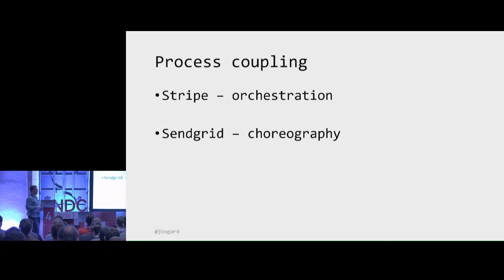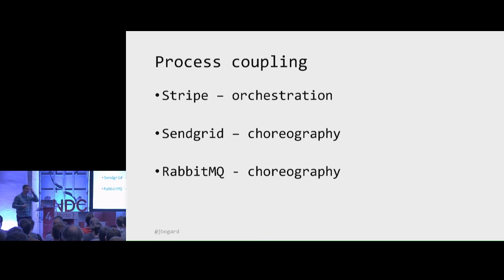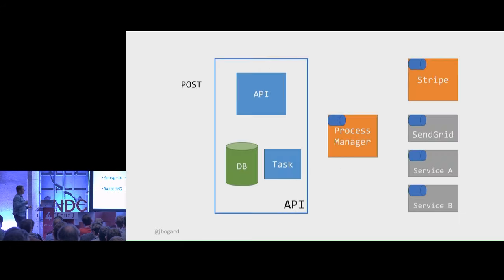SendGrid, I don't need to tie to anything else. So for SendGrid and for RabbitMQ, I can actually use choreography, that is event-based notification for those. So it starts to look like this.